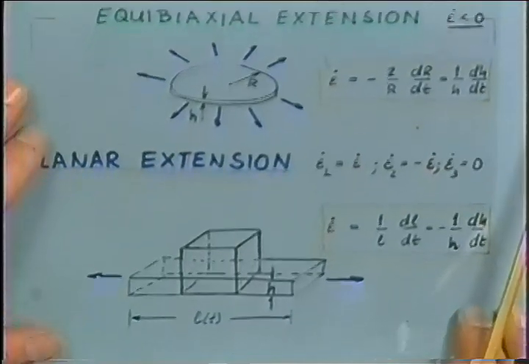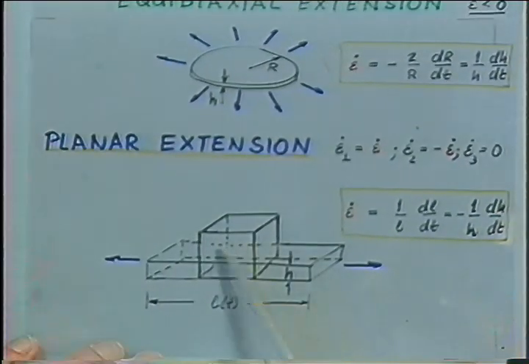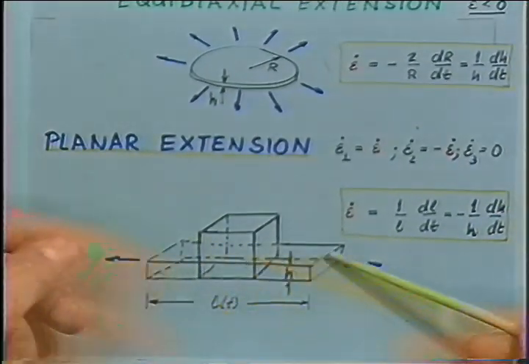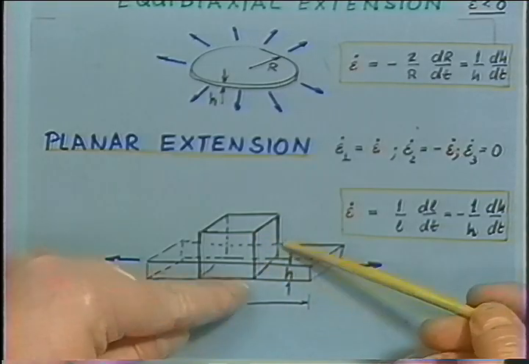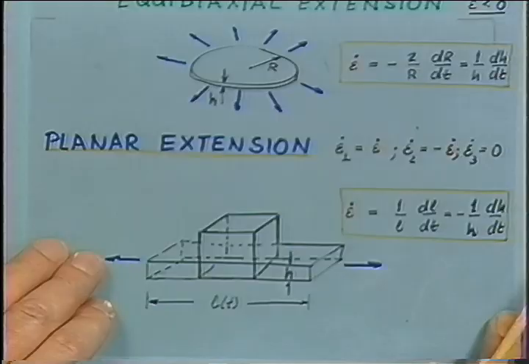category because it's axisymmetric. And then there's the planar extension geometry where we take a little cube and somehow grab it and pull it. It goes down in this direction while we keep the third direction, the width of that material element, constant during that deformation.